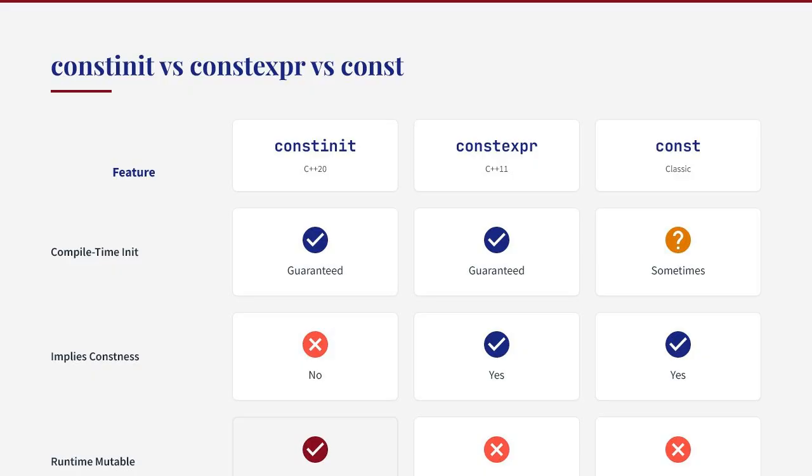The const specifier, on the other hand, only guarantees immutability at runtime. It doesn't guarantee compile time initialization. In fact, a const variable with a runtime initializer will be initialized at runtime, which can lead to the static initialization order fiasco. Understanding these distinctions is crucial for choosing the right specifier for your specific needs.